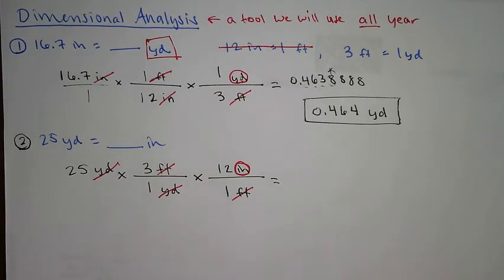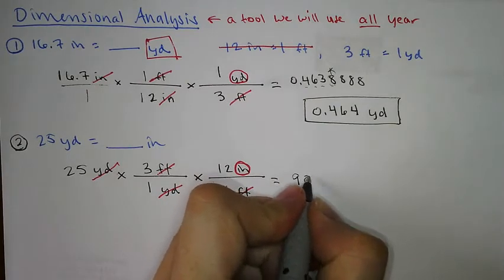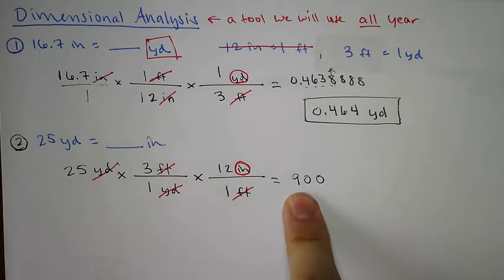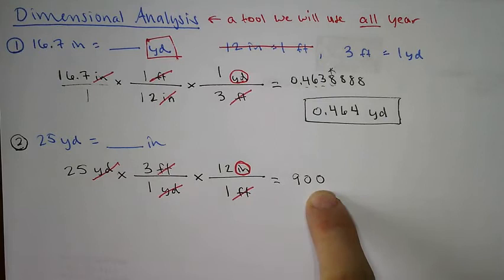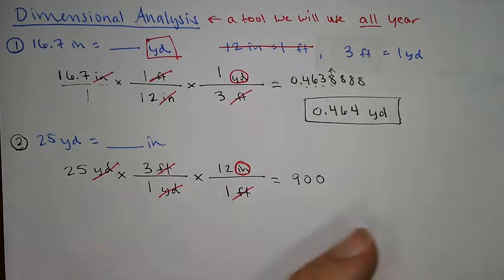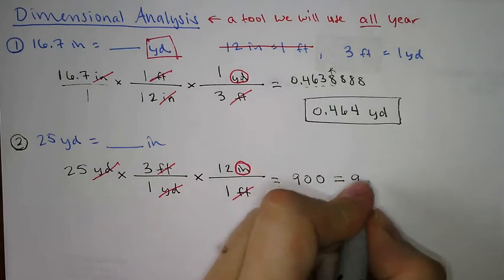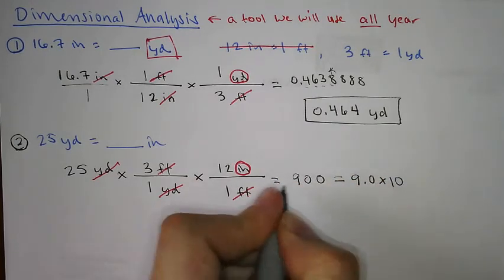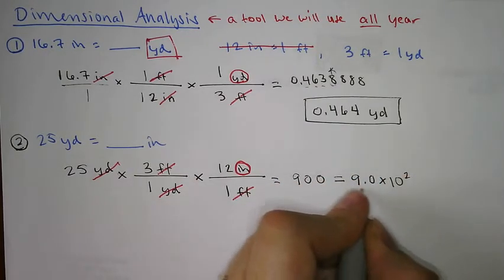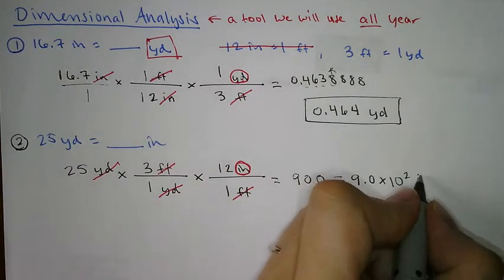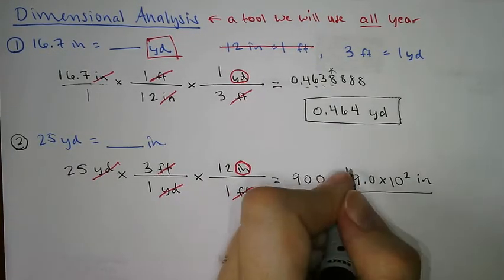Oh, we get tricky because we end up with an answer that is 900. That's 1 significant figure. If I add a decimal at the end, that's 3 significant figures. And of course, the trick is to use scientific notation. So that should be 9.0 times 10 to the second. That has 2 sig figs right there. And then my unit is inches.